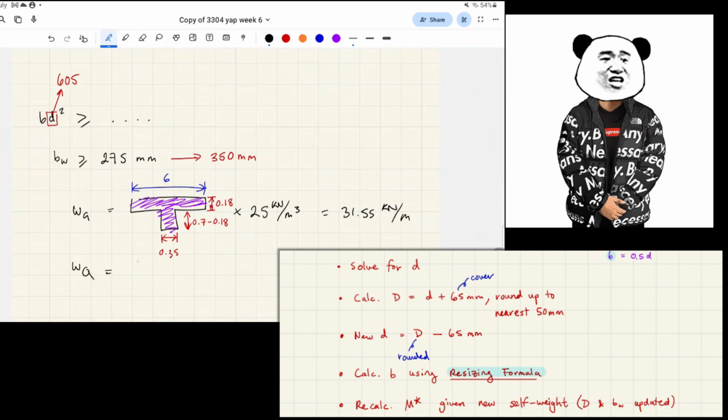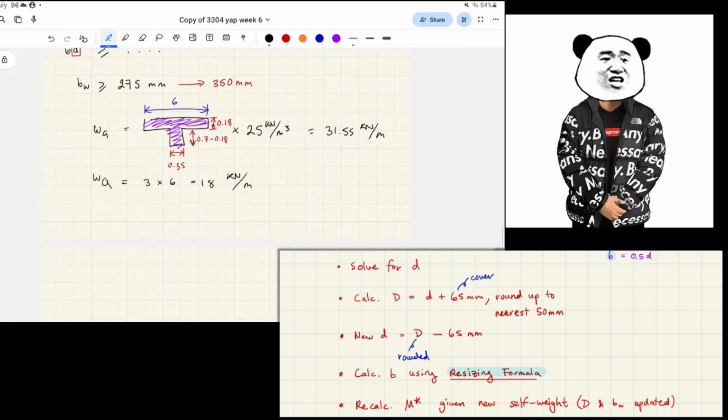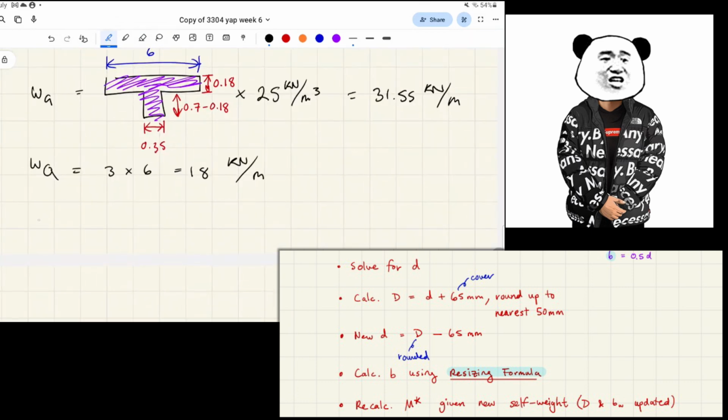WQ stays the same because this tributary width doesn't change, so it was just 3 times 6, and it stays as 3 times 6. Okay, all good. We do our load combinations. W star, it's that, and that. And the top one, which was 1.2G plus 1.5Q, is 64.86. So that's the updated number, right?